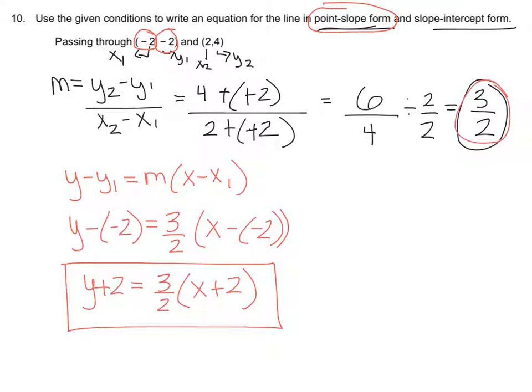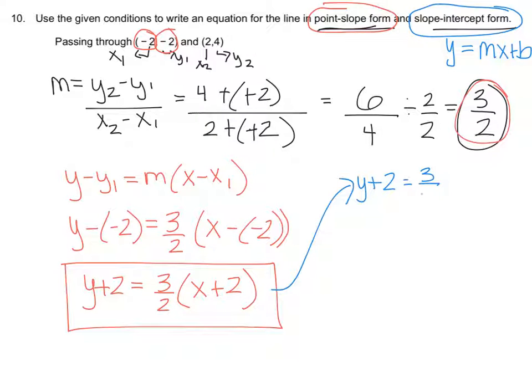Now I want to write the line in slope-intercept form. And remember, slope-intercept form is y equals mx plus b. So I'm going to take my answer for point-slope, which is y plus 2 equals 3/2 times x plus 2, and I'm going to isolate the y so I get my y equals mx plus b form. First, you need to distribute the 3/2 to each term in parentheses.